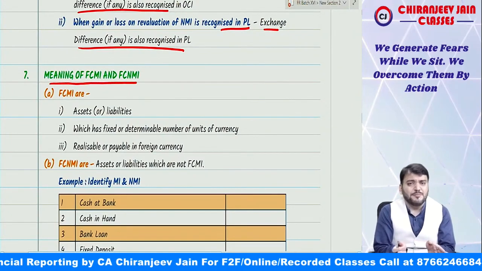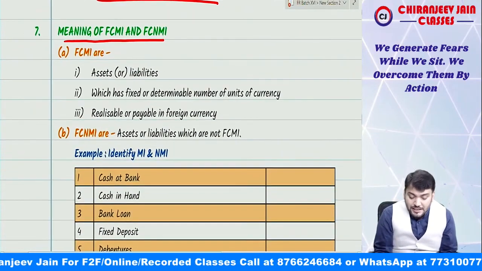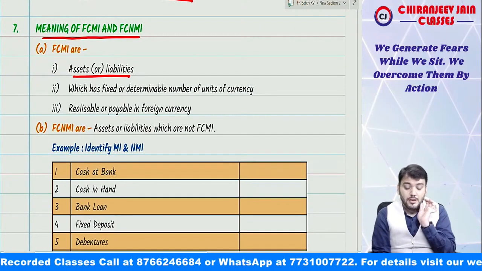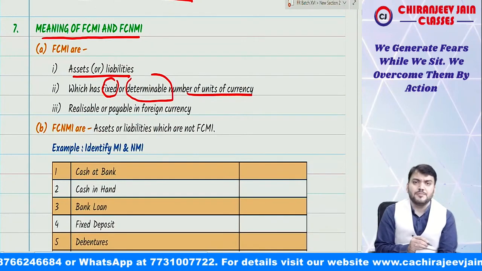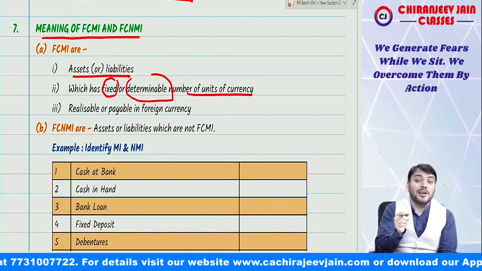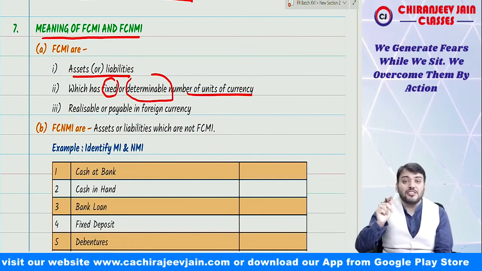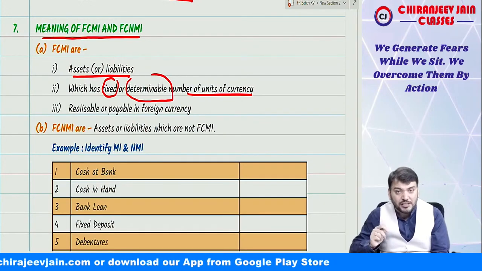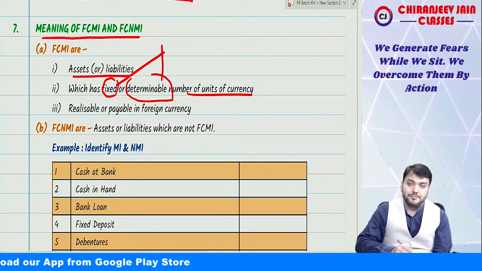Now, the meaning of FCMI and FCNMI. I have already covered this when I was doing Ind AS 38, intangible assets. But what is a monetary item? Monetary items are those assets or liabilities, so it can be either an asset or a liability, which have a fixed or determinable number of units of currency. Fixed means the amount is known under the contract. Determinable means it includes some variable element and we need to estimate it. For example, under Ind AS 115, the transaction price may have some variable component, which needs to be estimated. So it can be either a fixed or determinable number of units of currency.